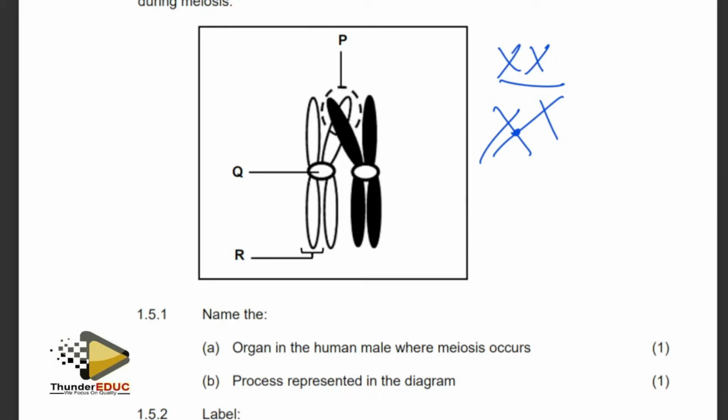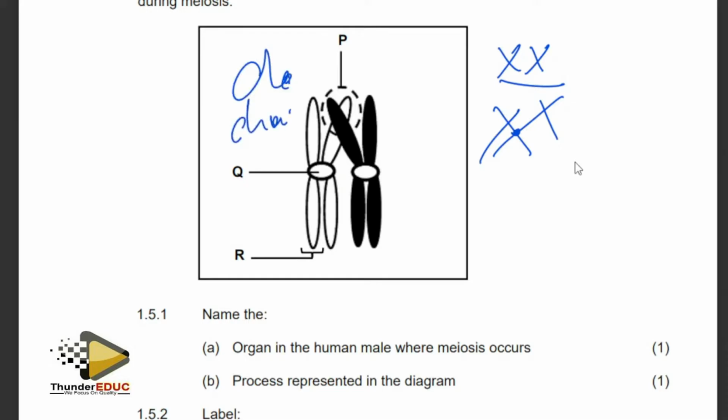All right. Now, what is P? What is this P? We have talked about, we say that easy. Some people call this centromere. That is not a centromere. A centromere is Q. Please don't confuse centromere and chiasma.